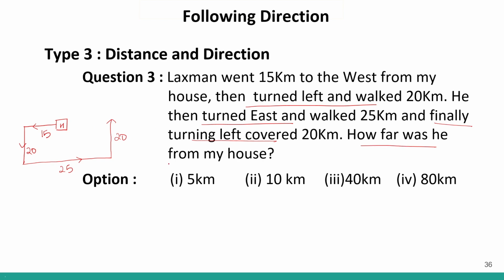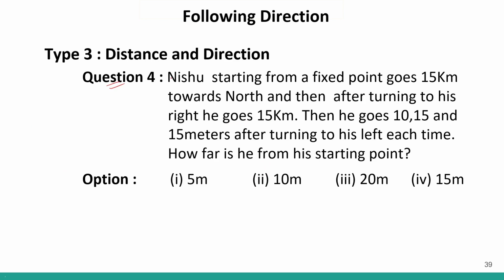How far was he from my house? So from here you can see, let's say this distance is x. Very clearly 25 will be x plus 15. So x will be 10 kilometers. So the answer will be option number 2, 10 kilometers. This is question number 4.